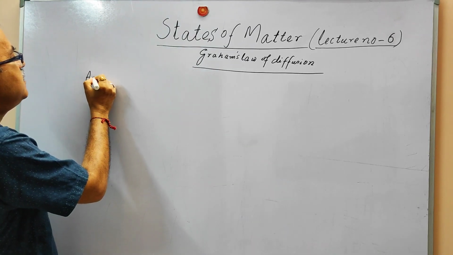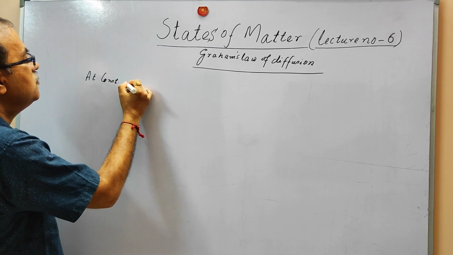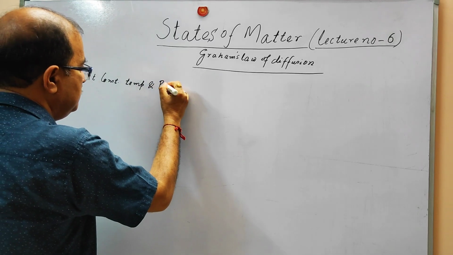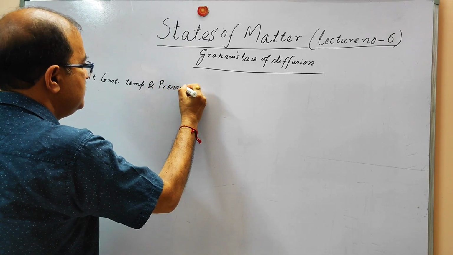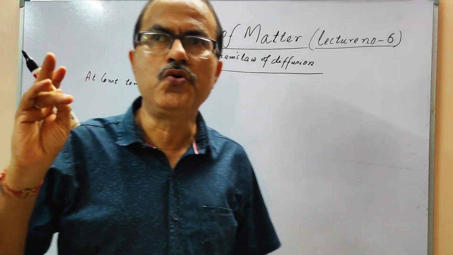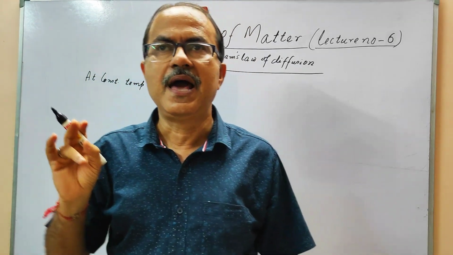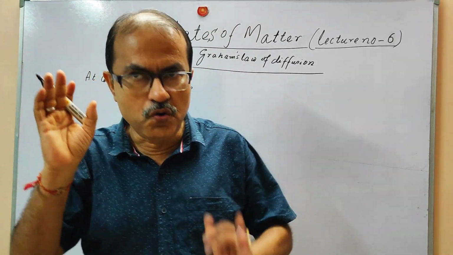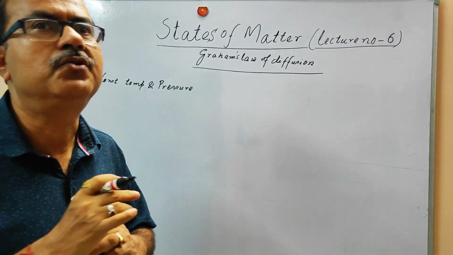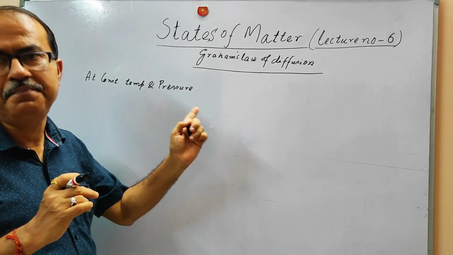It says, at constant temperature and pressure. See, in the gas laws, what we have observed is that there are basically 4 variables: volume, temperature, pressure and amount of gas. And 2 of the variables we have to fix to understand the correlation of the other 2 variables. In this way, here also you can see constant temperature and pressure.